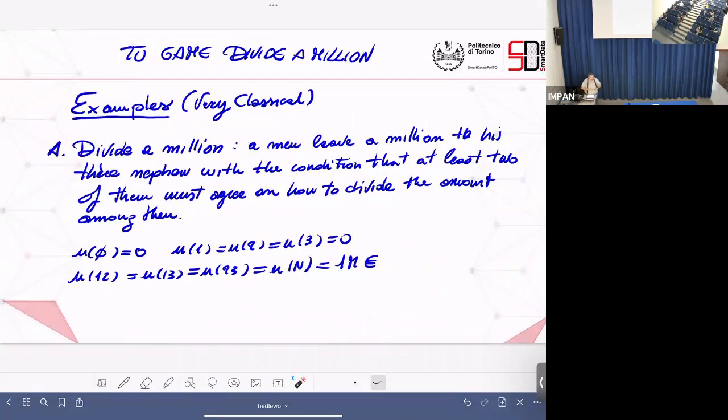This is an example. It's very simple. You have a man who leaves 1 million to his nephews, but they can have the million only if at least 2 of them agree on how to divide the money. So practically, what you have below is the so-called strategic form of the game. No one, and any singleton, they all give 0 because you have no agreement. You have to imagine that a group means they agree, okay? And so all the other groups agree, and so the pay is this. This is really trivial, but the idea is this.